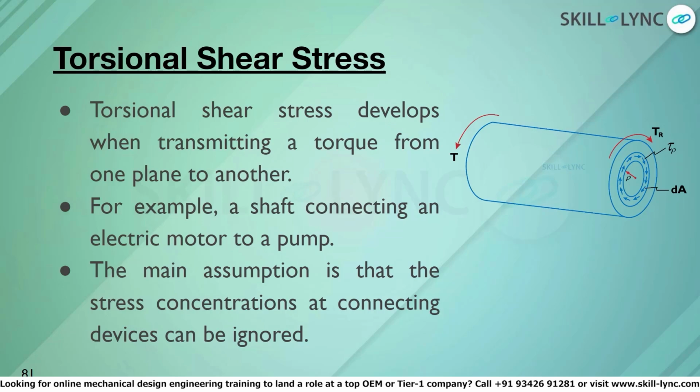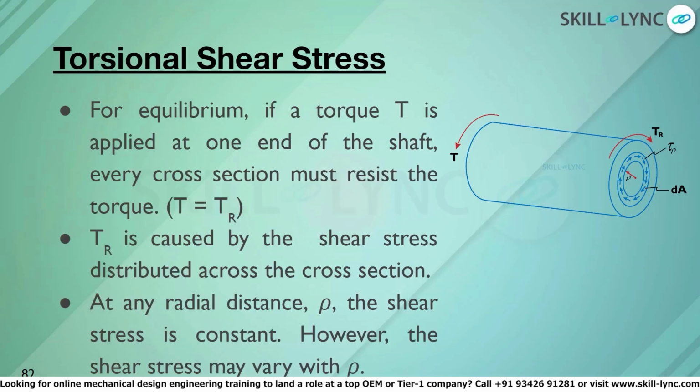Torsional shear stress develops when transmitting a torque from one plane to another, for example, a shaft connecting an electric motor to a pump. Now, the main assumption is that the stress concentrations at connecting devices can be ignored. This means that if we have a motor connected to two shafts at the end, the shear stress or stress concentrations experienced on the motor due to the connections can be ignored. But other than that, we'll be finding the shear stress that is acting on the motor.